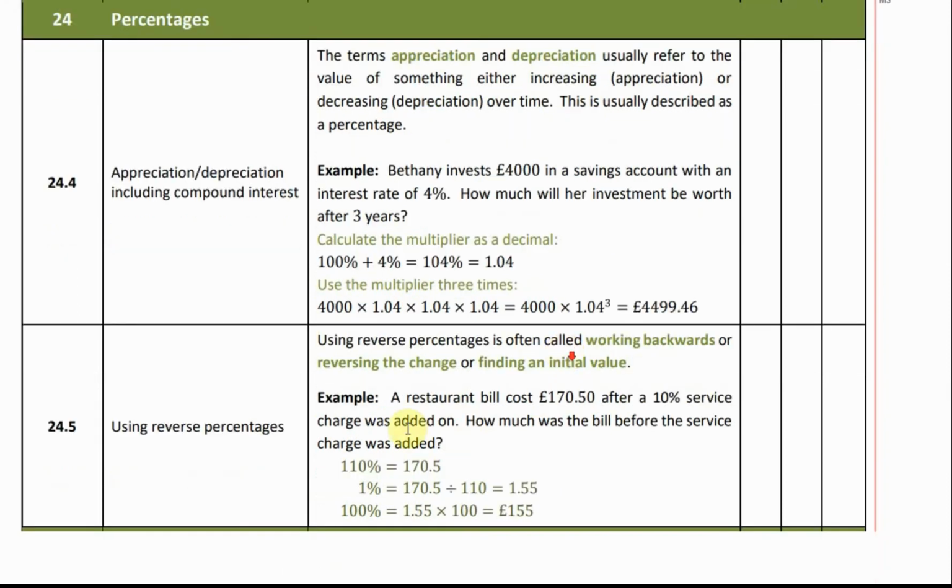Very straightforward. And the reverse the change: a restaurant bill cost this after a 10% service charge was added on. So this is our amount, and we've added on 10% to 100%, because you always start with 100%. The bill was 100%, I'm adding on 10. So that's our first line of working. To work out 1%, divide both sides by 110. To get to 100, times both sides by 100. If we wanted to check it was right, we know that this is 100%, and here we know that's 1%. So if we wanted to work out 10%, we can times that by 10 and add them together just to check. Yeah, hope that's helpful.